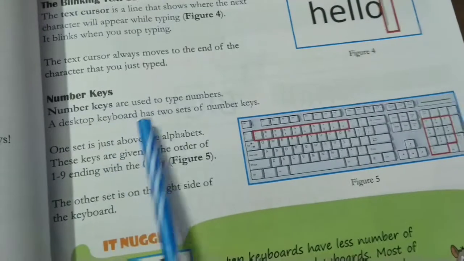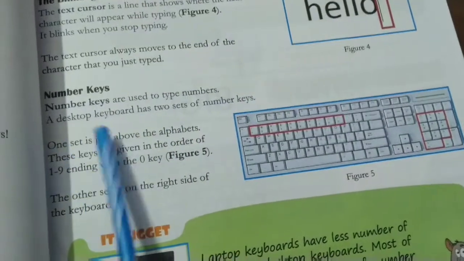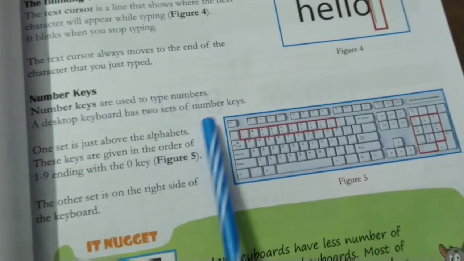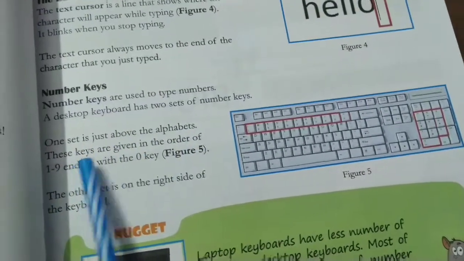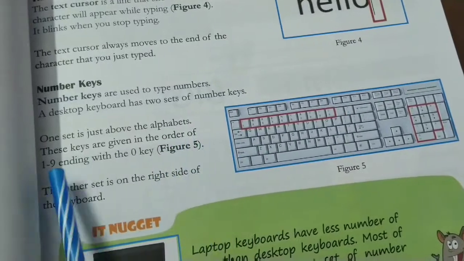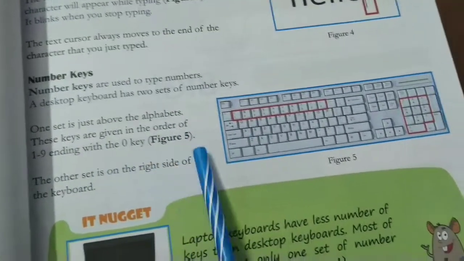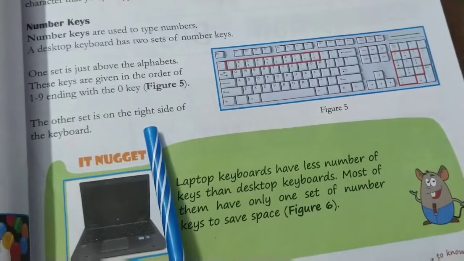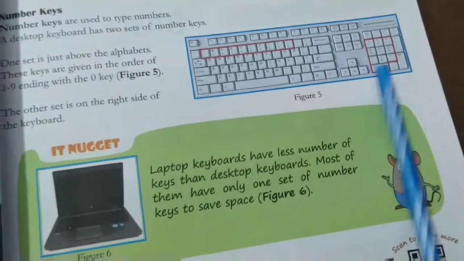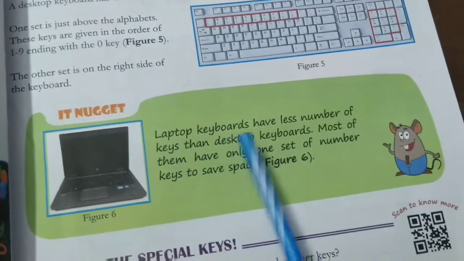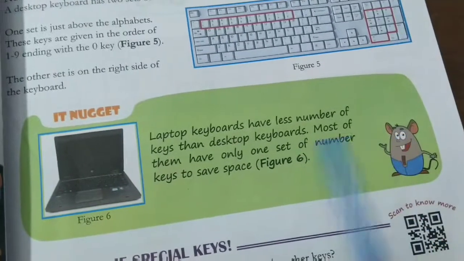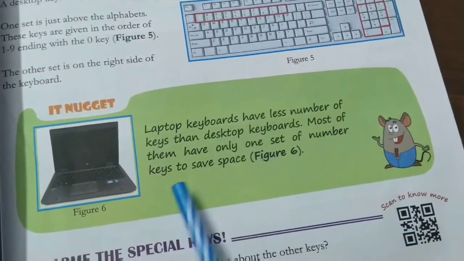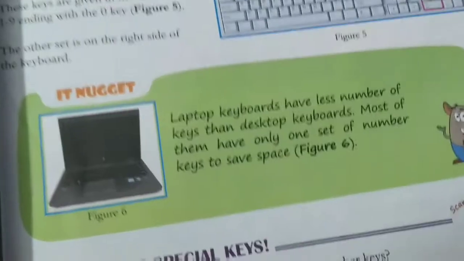Number keys. Number keys are used to type numbers. A desktop keyboard has 2 sets of number keys. One set is just above the alphabets. These keys are given in the order of 1 to 9 ending with the 0 key here. The other set is on the right side of the keyboard. Laptop keyboards have fewer keys than desktop keyboards. Most of them have only one set of number keys to save space.